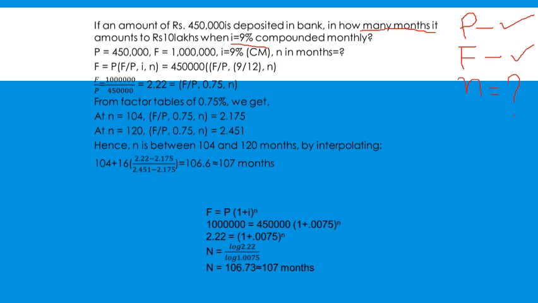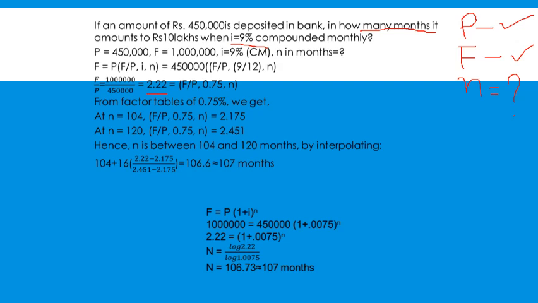Till now we have been solving the problem: P is known, calculate F. A is known, calculate P. F is known, calculate A. Like that we have calculated. This is a new case wherein P is also known, F is also known. That is, amounts are known, but the time period is unknown. N is unknown. First step, identify the relationship. F is equal to P multiplied by F by P comma I comma N. Substitute the values. F by P is equal to 10 lakhs divided by 4.5 lakhs, 2.22.